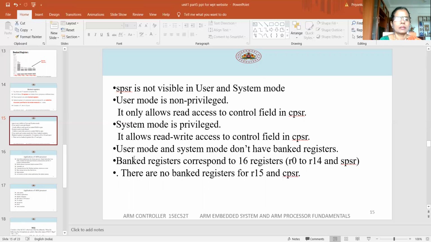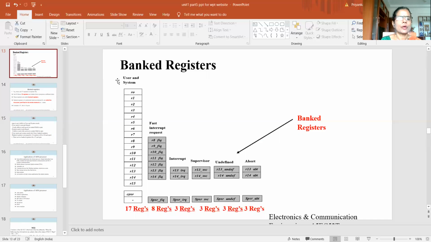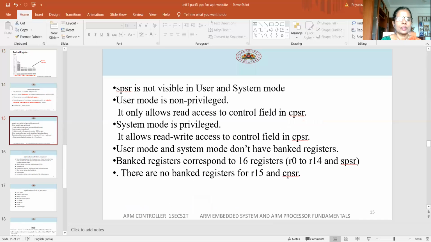Then user mode and system mode do not have banked registers. If you see the diagram, you do not have banked registers in user mode and system mode. Only the active registers you can see here. So user mode and system mode do not have banked registers.